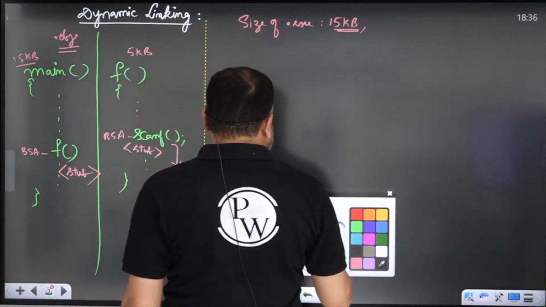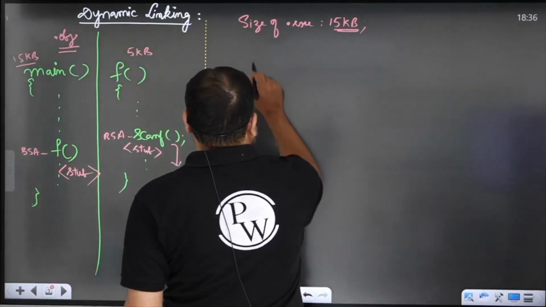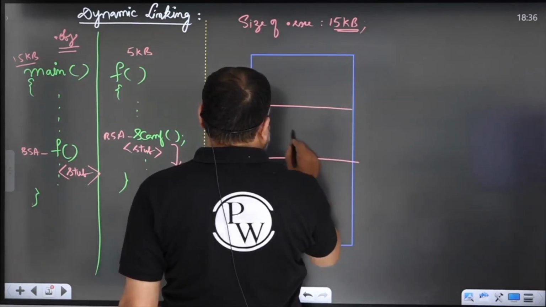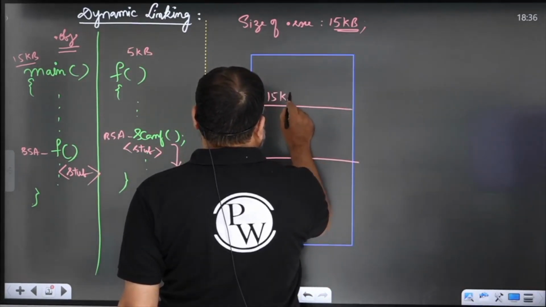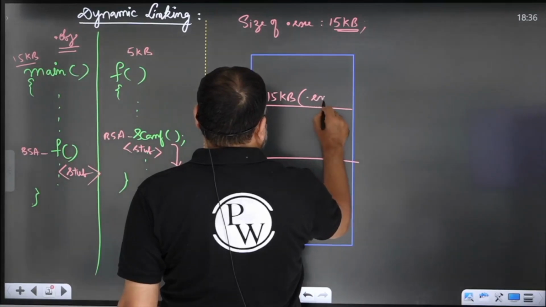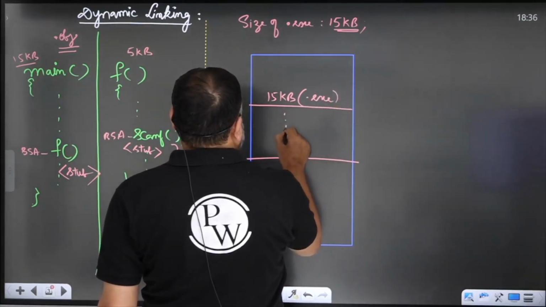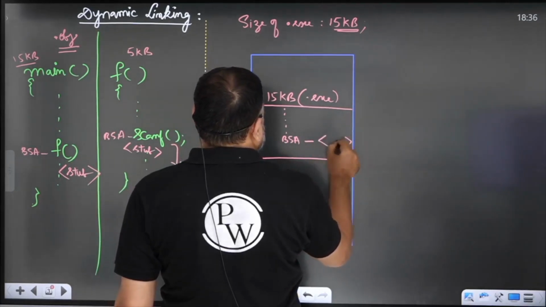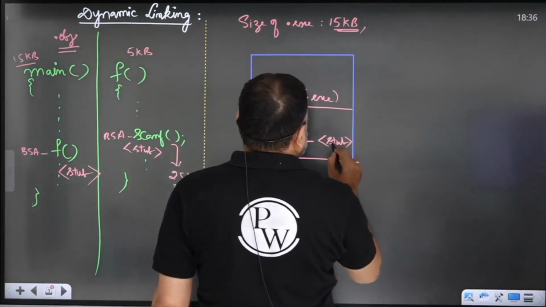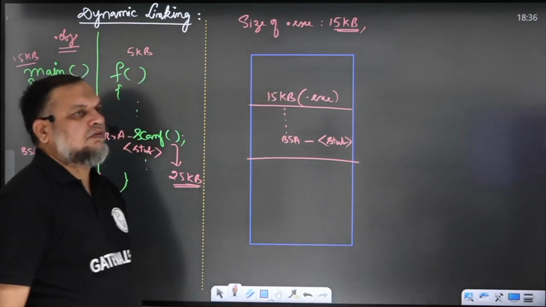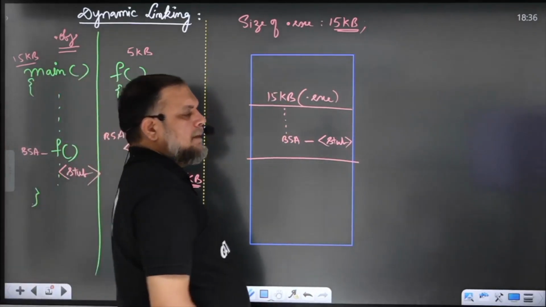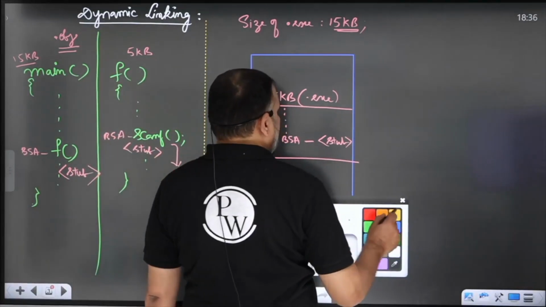As such, in the memory, I will load the module of size 15 KB. Imagine this is the memory. I will load the 15 KB main function module from the .exe file and start executing until the unresolved reference with a stub is called. This is a stub. The moment I invoke the external reference at runtime, this stub gets activated.